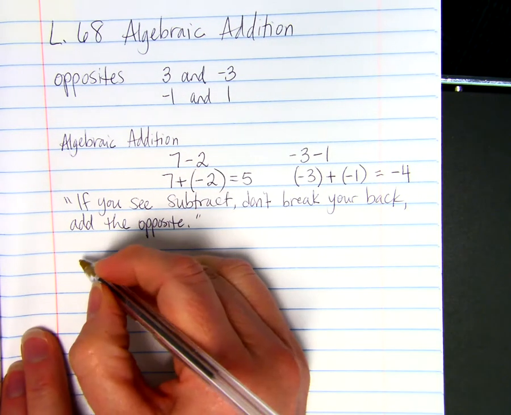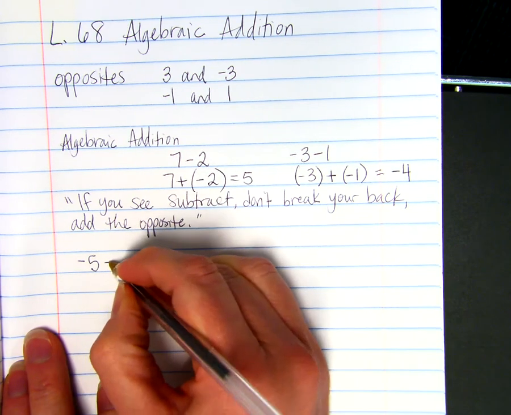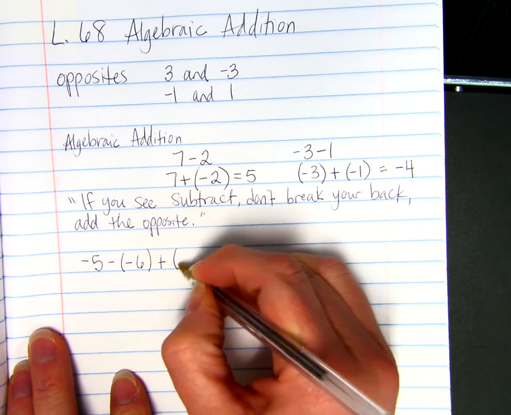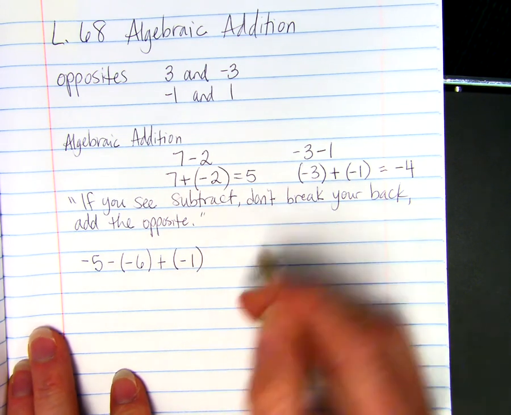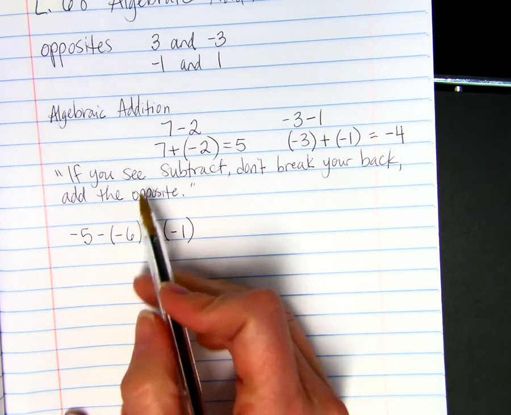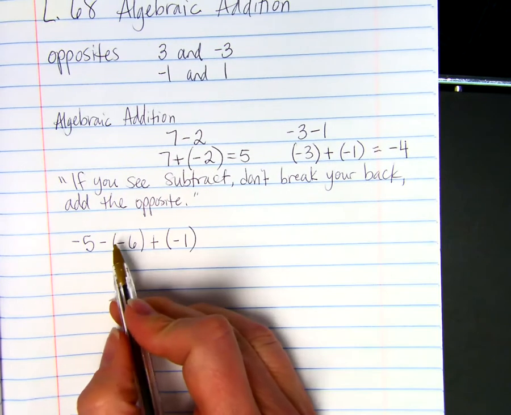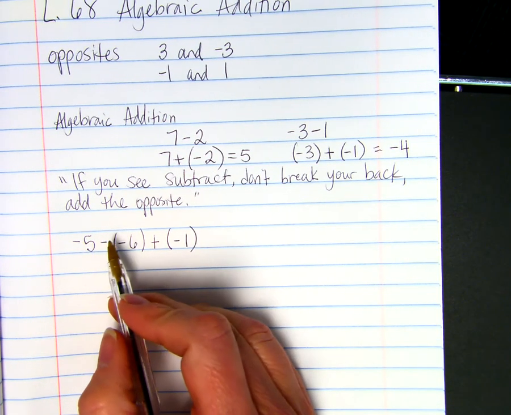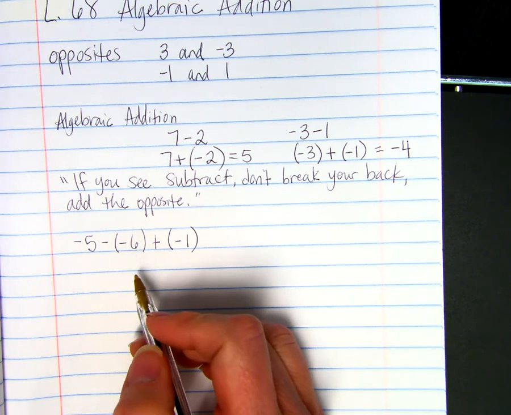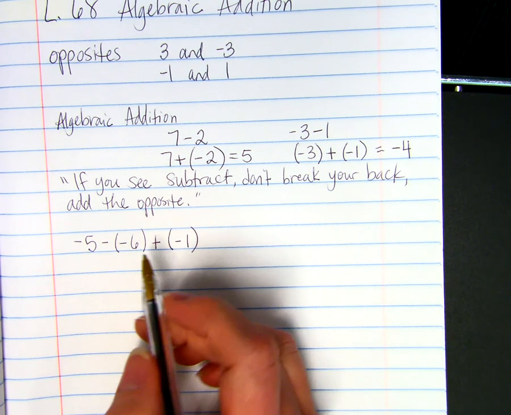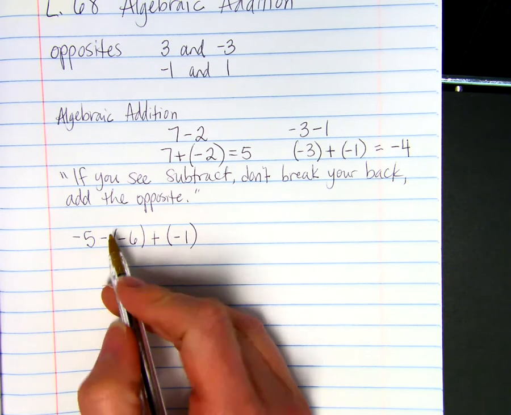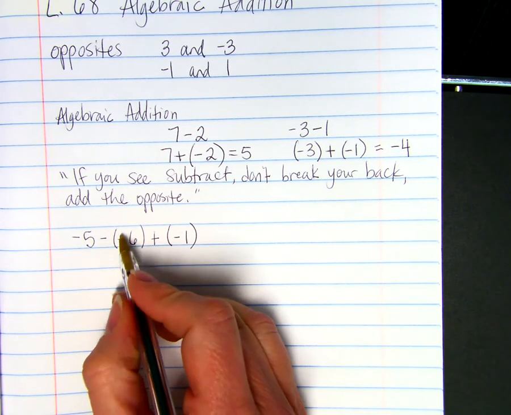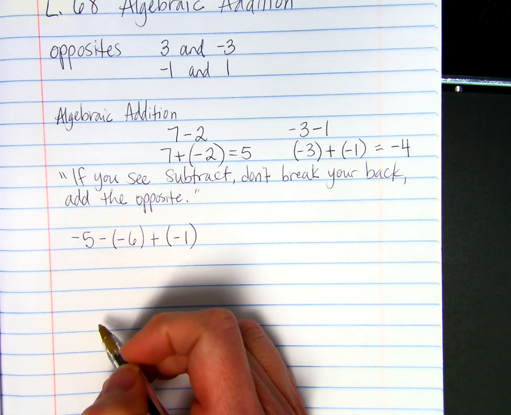So here's an example. If we had -5 minus a -6 plus a -1. In this case, we want to add a -6. So when you see subtract, we could say we're going to add the opposite of -6, which is +6.